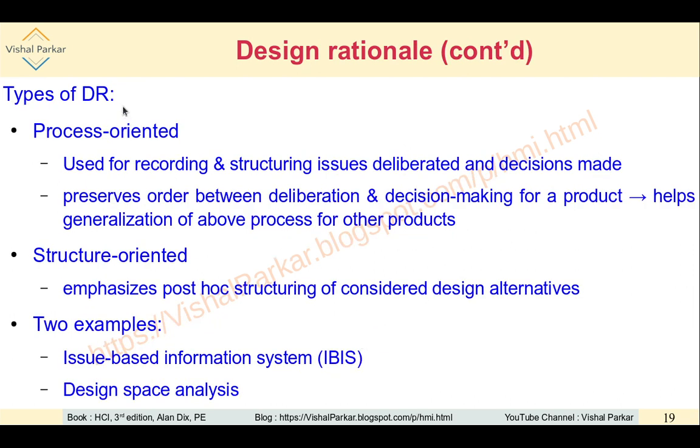Now, there are different types of design rationale. One is called process oriented and the other is called structure oriented. In the case of process oriented, it is used for recording and structuring the issues deliberated and the decisions made. Now, what are the issues? We'll see in detail further. Issues are the problems, the questions, we can say.